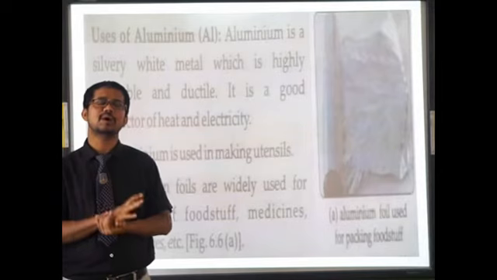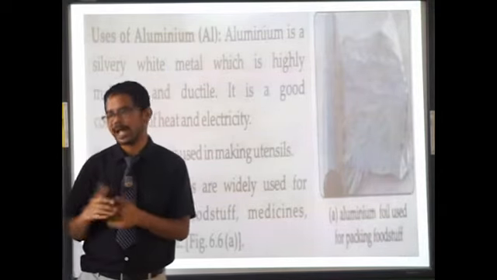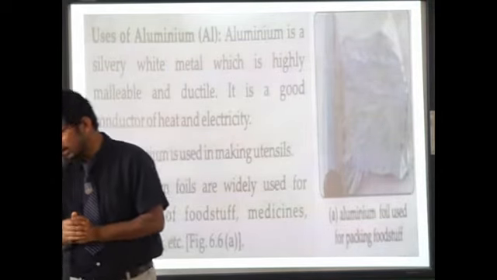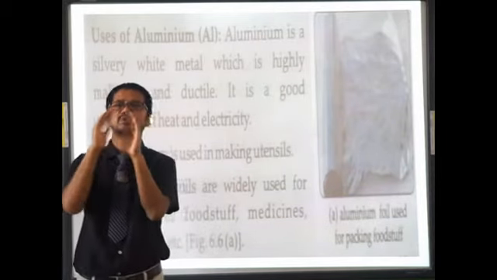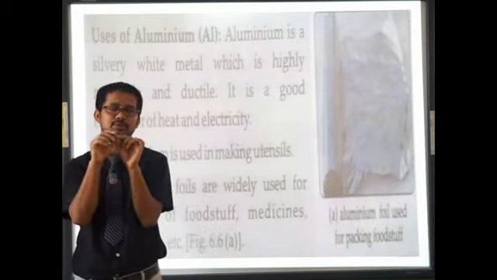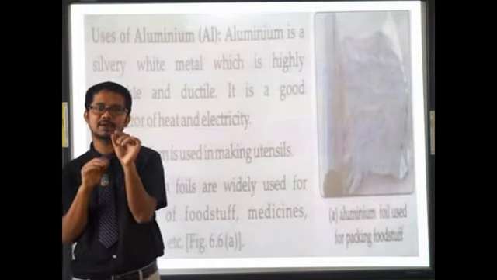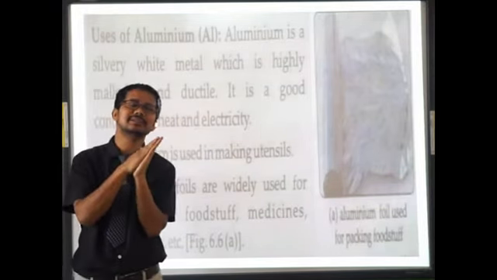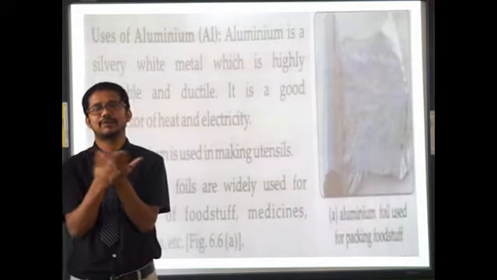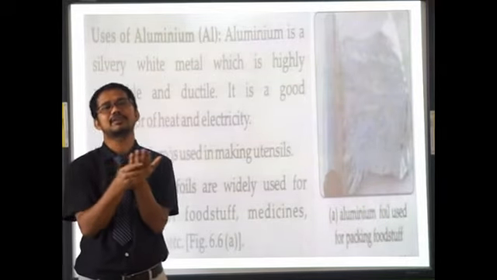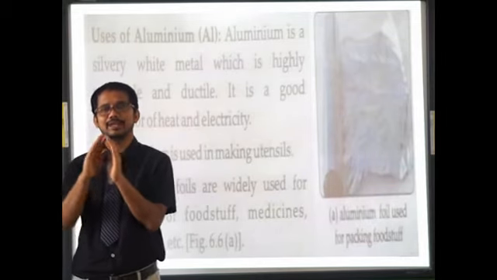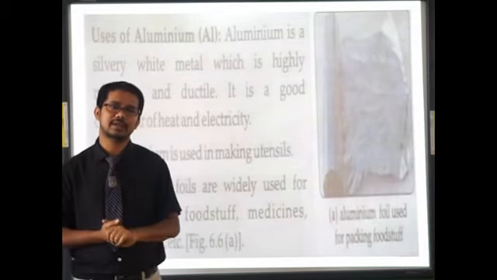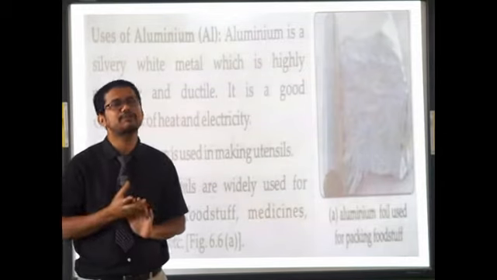This is the reason why it is used in packing of foodstuffs, medicines, chocolates, even Cadbury's. Outside there is a plastic cover. When you open this plastic cover, there is some golden color of foil, or sometimes it is silvery color of foil. This foil is wrapped around the chocolate in order to keep the chocolate fresh.